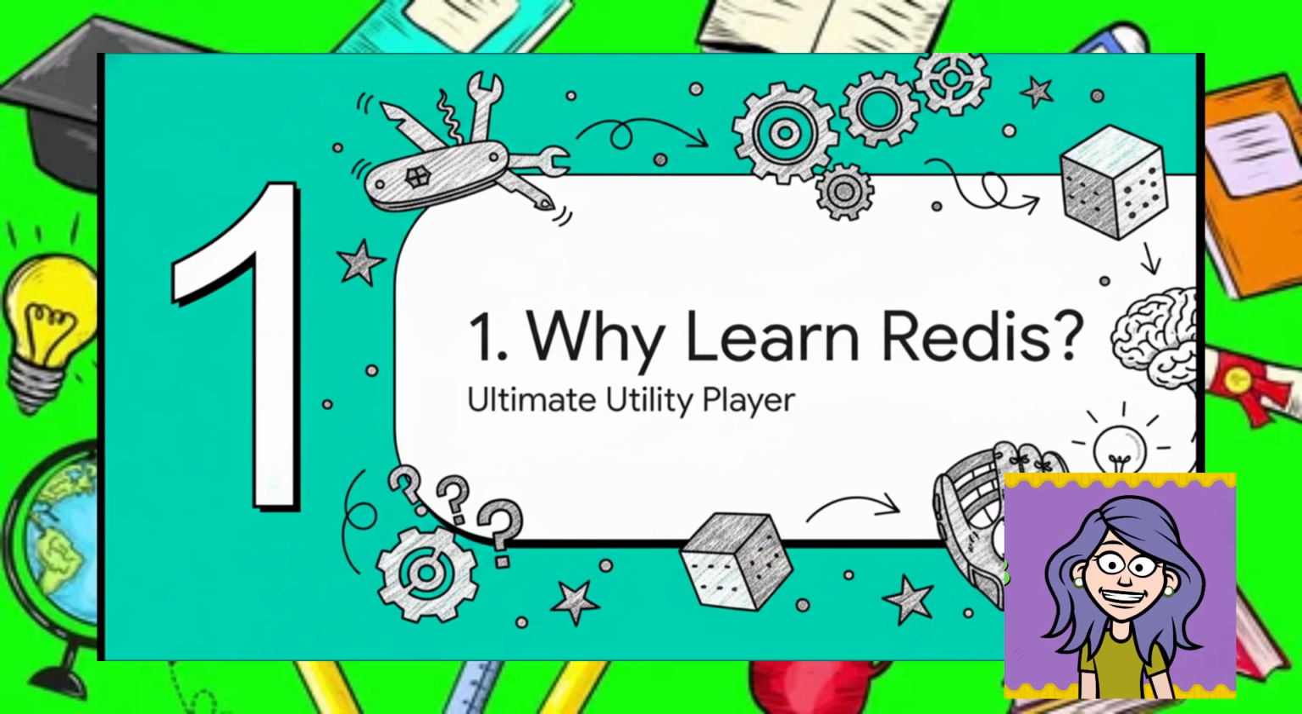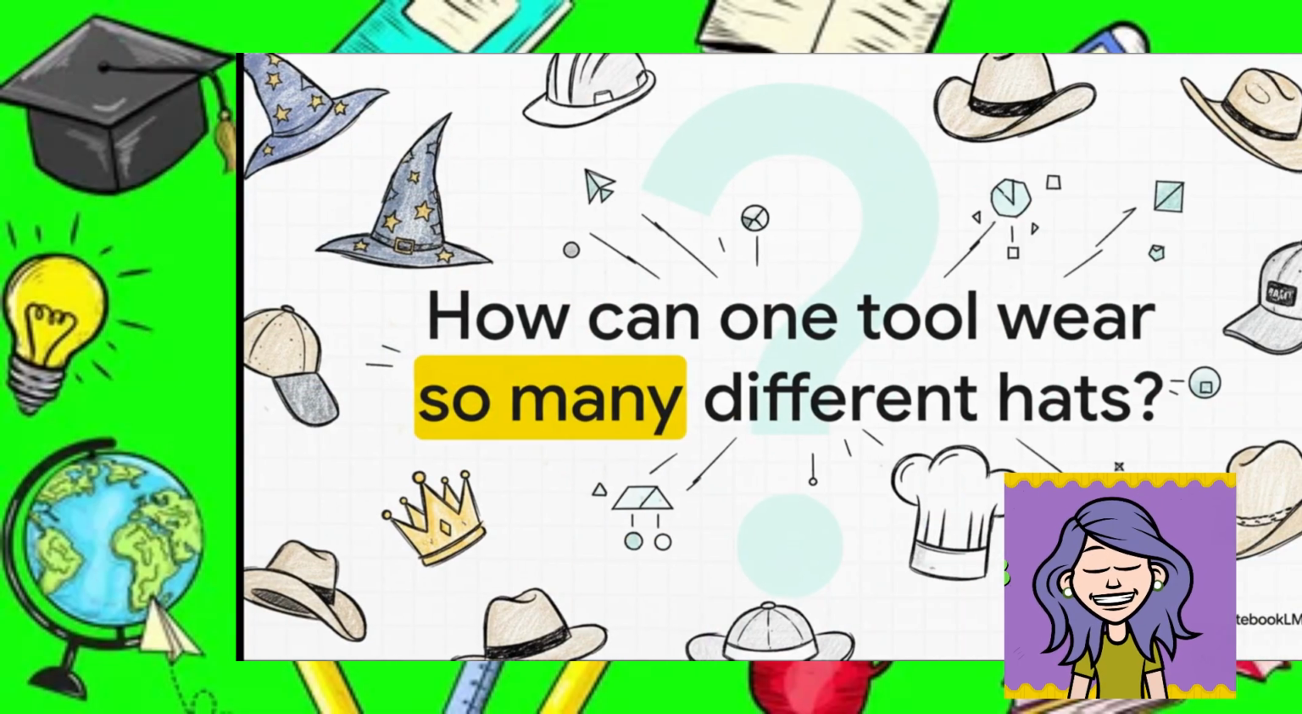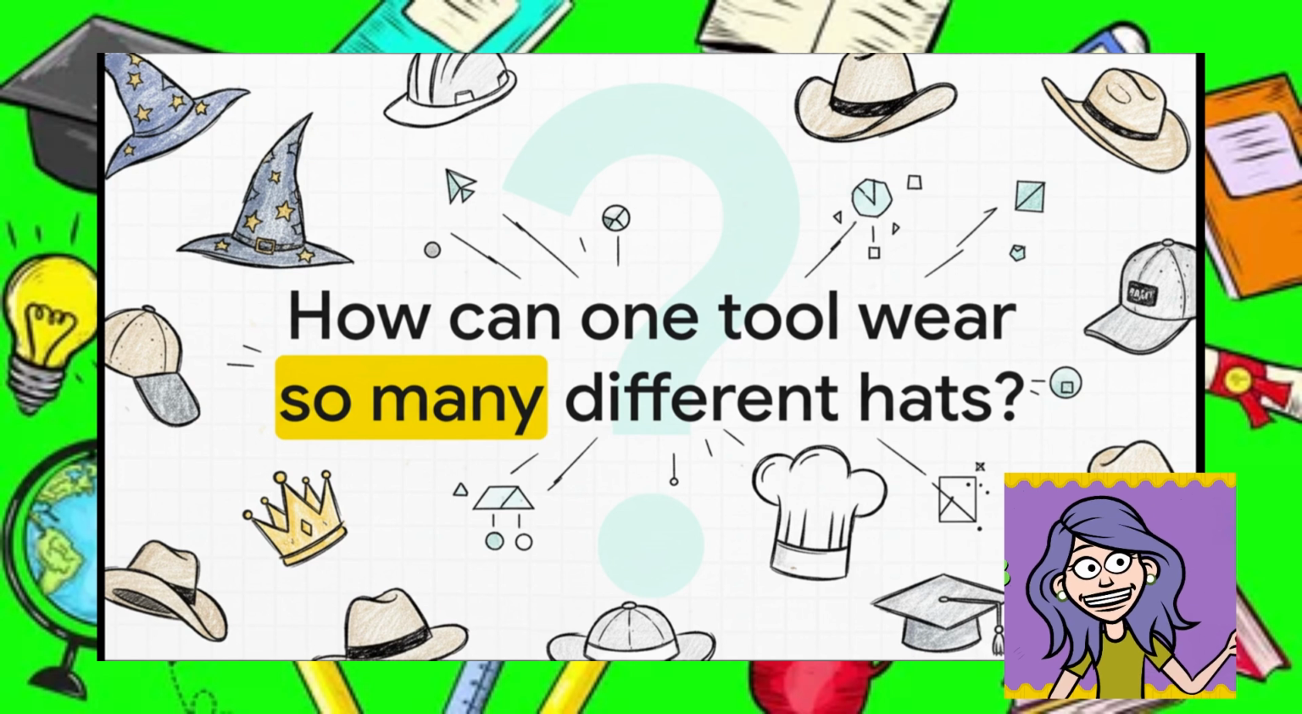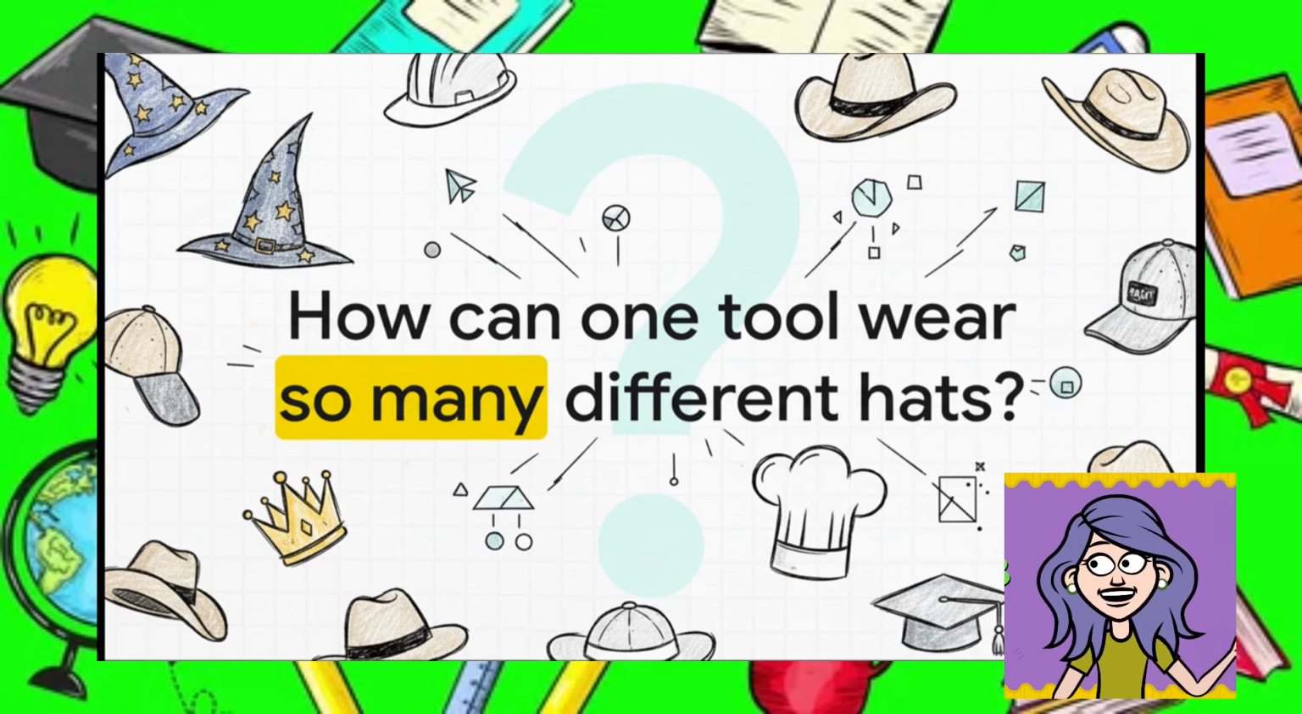So first things first, why even bother with Redis? Well, the simple answer is that it's one of the most versatile tools you can have in your engineering toolbox. You can really think of it as the ultimate utility player on a championship team. And that kind of makes you wonder, right? How can one piece of software do so many different jobs? I mean, how can it be a cache, a message queue, and a database all rolled into one? Well, that versatility is exactly what makes it so incredibly powerful.